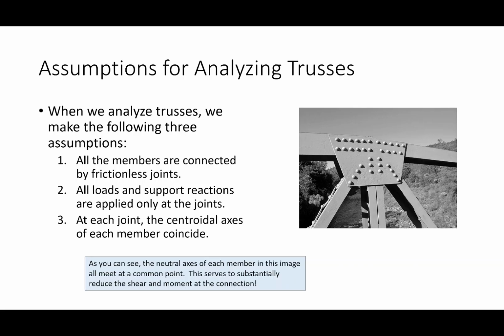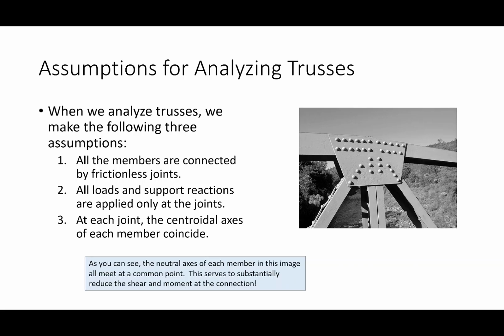But another big one is that at each joint, the centroidal axes of each member coincide. What that means is, if I look at this image of a truss joint out in the field, we can see I've got 5 members, and this is all riveted. We don't really use rivets anymore these days. But you can see if I imagine the central line, where the centroid is, of each member, they all meet at a common point. That's not by accident. That's done on purpose. The idea behind that is that we reduce shear and moment. You all had statics, right?